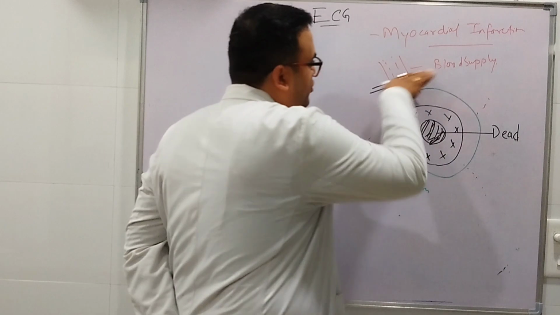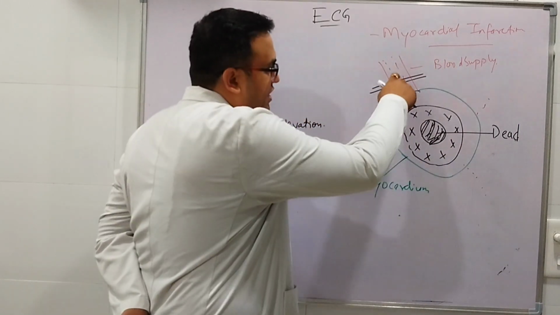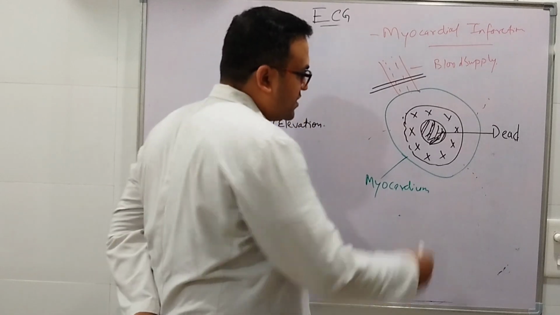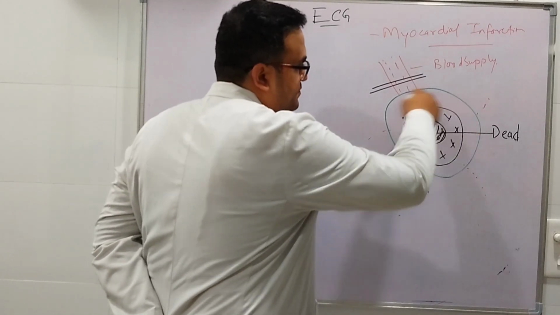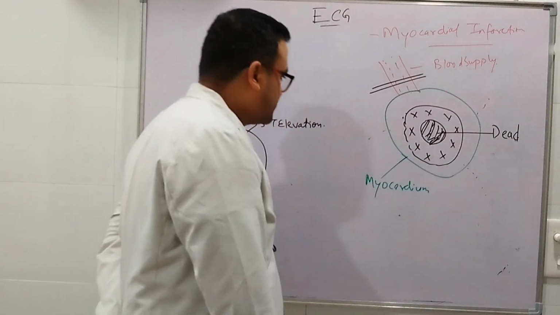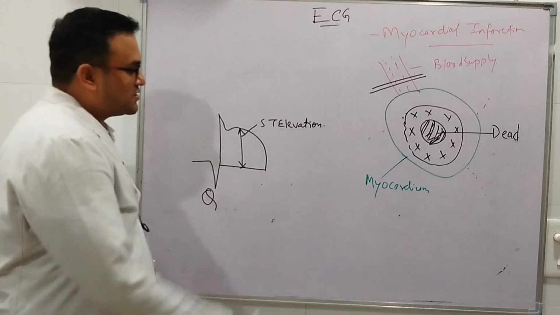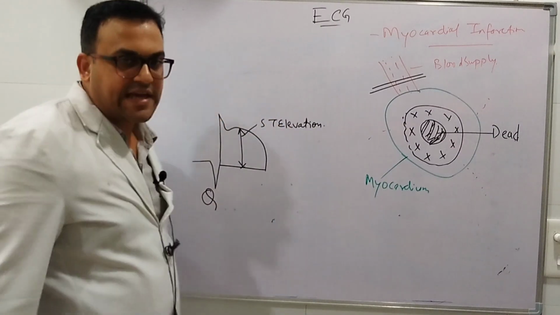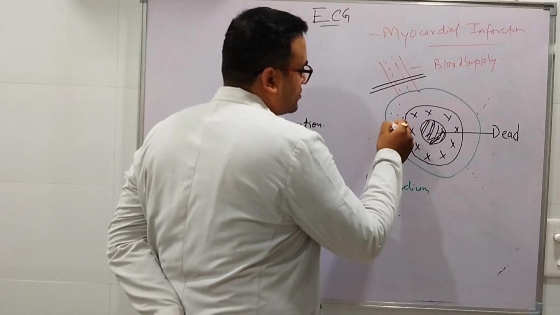What happens if you don't start the circulation, if you don't remove this clot, what will happen? All this will come into the dead zone. Everything will be dead here. Everyone will be dead here. So we have to save this zone. Okay, so this is represented by the ST elevation, and this is the outermost zone.